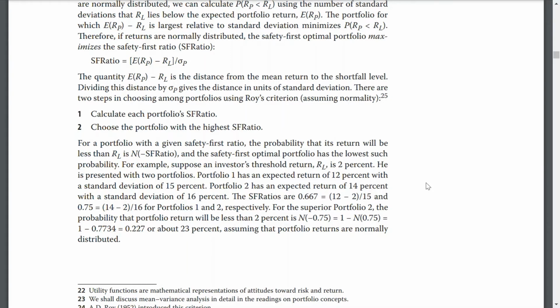For example, suppose an investor's threshold return RL is 2%. He is presented with 2 portfolios. Portfolio 1 has an expected return of 12% with a standard deviation of 15%. Portfolio 2 has an expected return of 14% with a standard deviation of 16%. The safety first ratios are calculated by (12 minus 2) divided by 15, giving 0.667, and (14 minus 2) divided by 16, giving 0.75, for portfolios 1 and 2 respectively. For the superior portfolio 2, the probability that portfolio returns will be less than 2% is around 23%, assuming the portfolio returns are normally distributed.